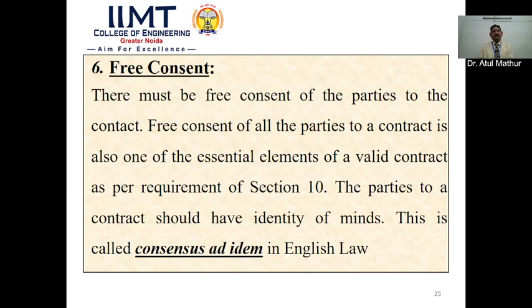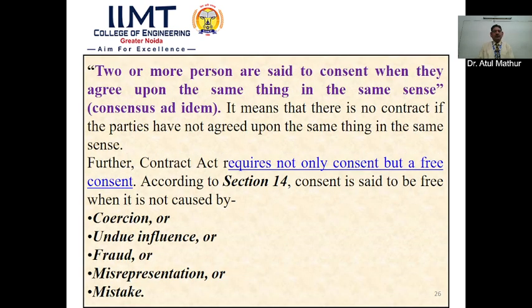The sixth one is free consent. There must be a free consent of the parties to the contract. The free consent of all the parties to a contract is also one of the essential elements of a valid contract. As per the requirement of section 10, the parties to a contract should have identity of mind. This is called consensus ad idem in English law. Two or more persons are said to consent when they agree upon the same thing in the same sense.